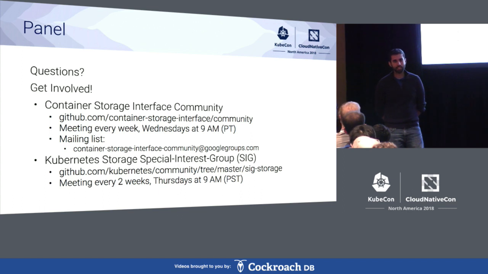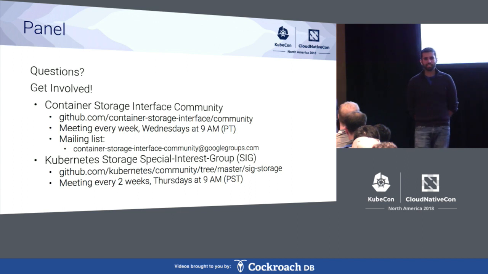And then finally, the last set is local ephemeral volumes. This includes emptyDir, secrets, config maps. Those are all basically very Kubernetes-specific volumes, and we're going to leave those in-tree because it doesn't make sense to pull them out.